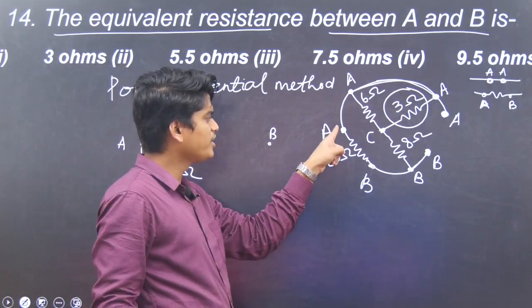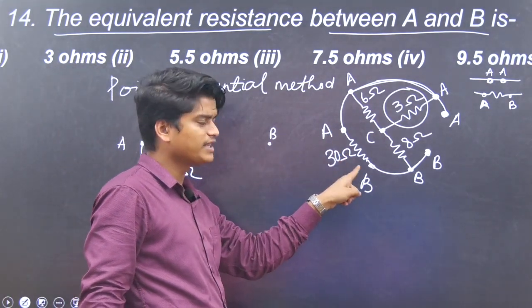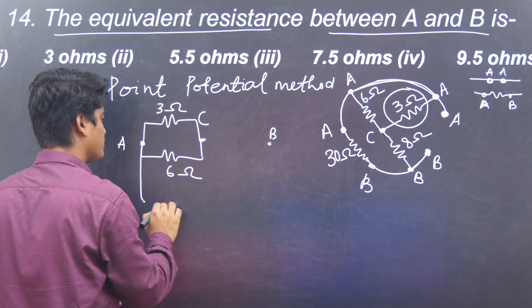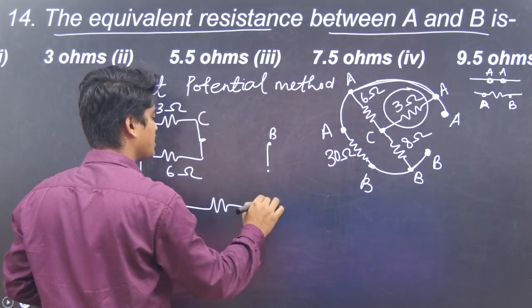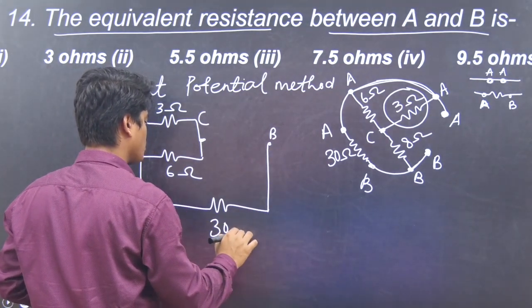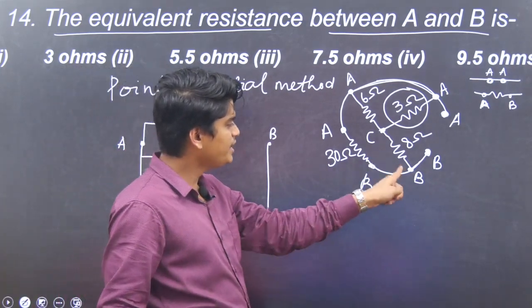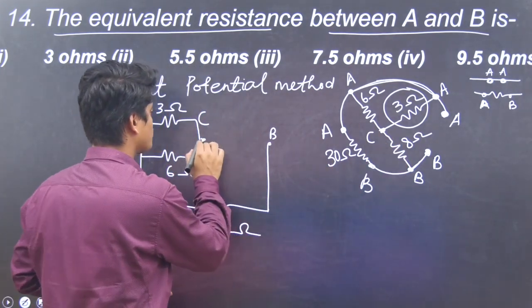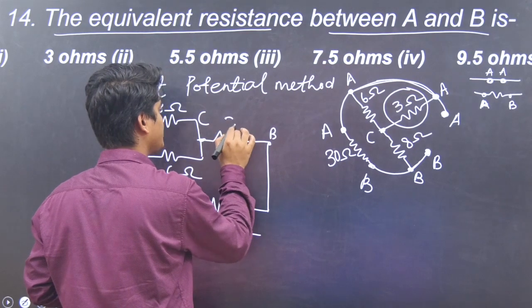Now see, again coming A to B. So A to B another resistor is there. I can take here A to B one resistor, how much is it? It is 30 ohm. Okay. Now see between B to C one resistor is there. How much resistor here? It is 8 ohm.